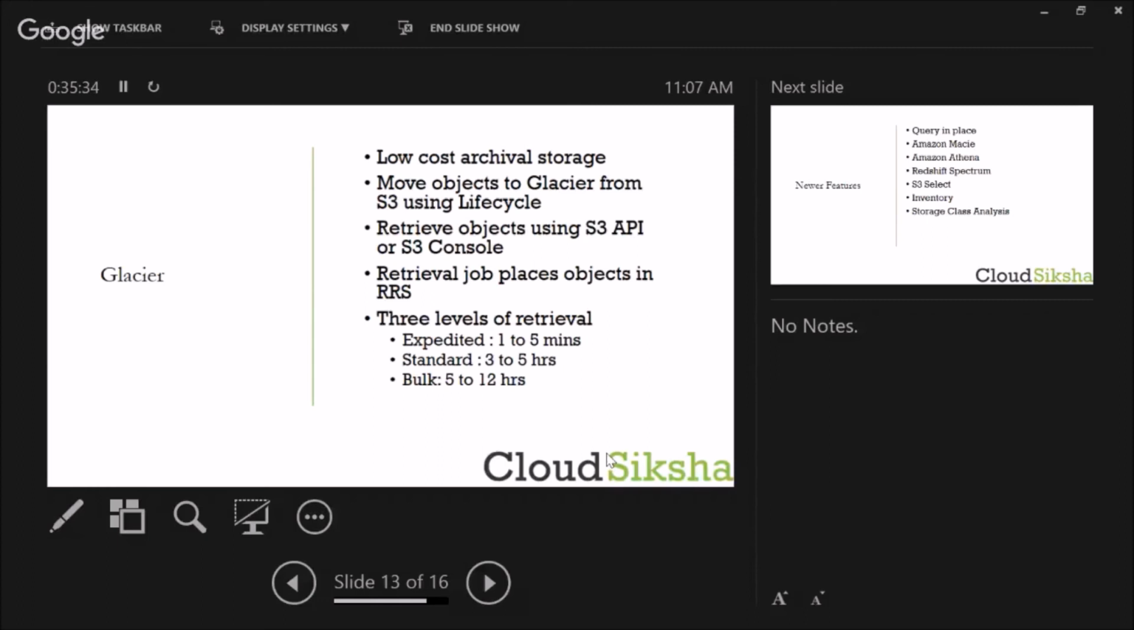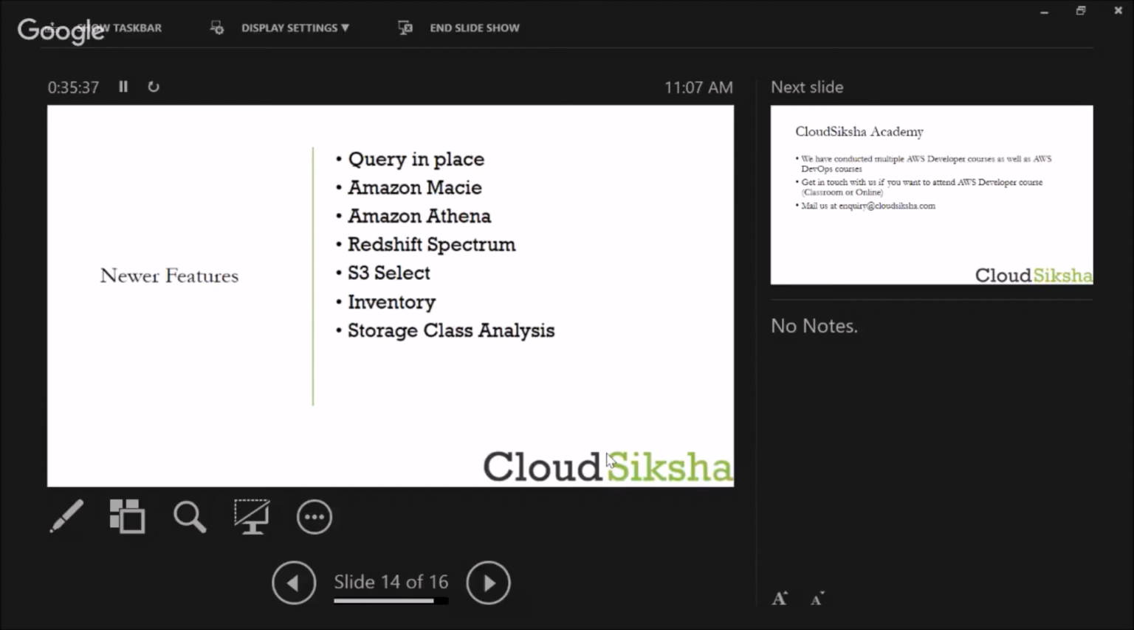And finally, they've added a lot of new features. Query in place, Amazon Macie, Athena, Redshift Spectrum, S3 Select, Inventory, Storage Class Analysis. Some of them are available in the CloudSiksha AWS course. We've discussed storage classes and inventory and all that. I'm not too sure whether they will ask you about Amazon Macie or Athena or any of them because they've been introduced very recently and their official guide does not carry any details about this. So I don't expect them to happen, but you never know. You may want to just quickly look at what they are.